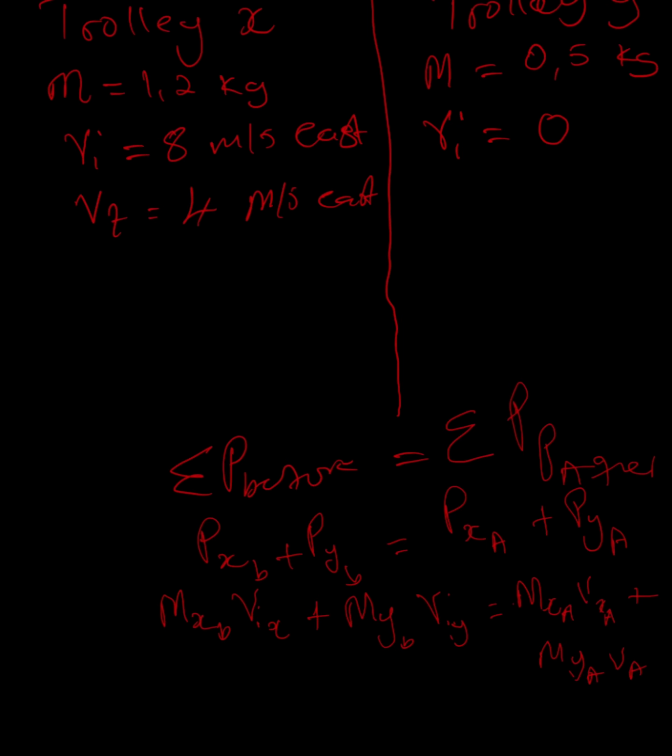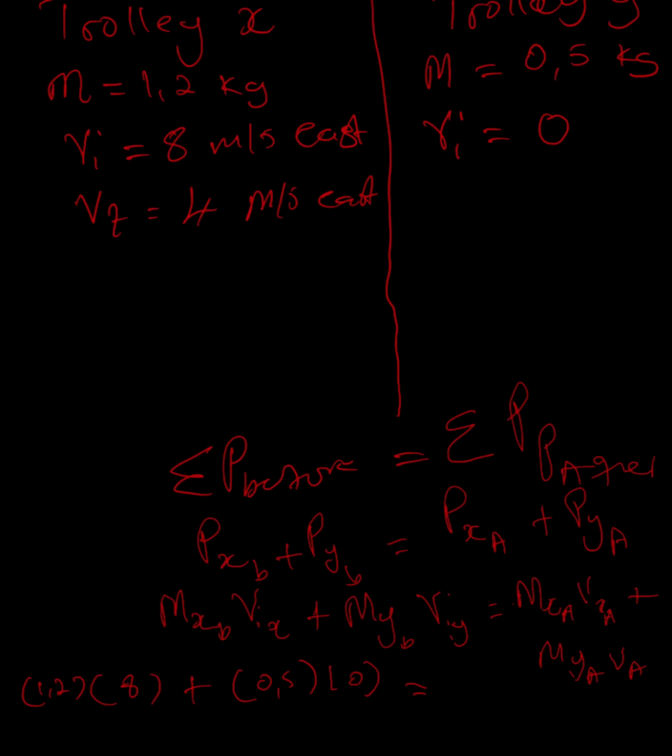Now let's put things together. Now it's simple to substitute because we've already written down our data. So let's see how we substitute. Okay, what is the mass of X? It's 1,2. What is the velocity of X just before the collision? Is 8. Plus, what is the mass of Y? 0,5. What is the initial velocity of Y? It's equals to 0. Now, this is equals to, we look at the after situation.